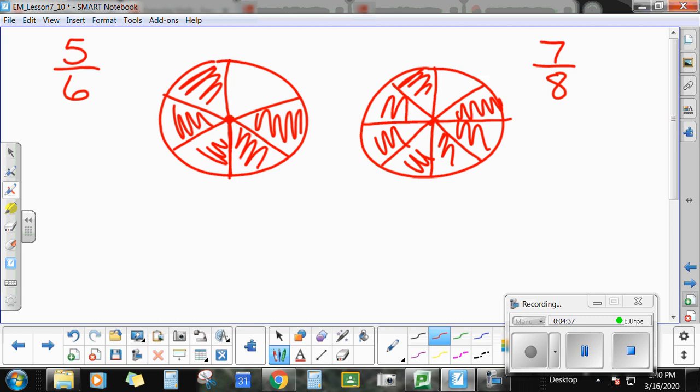Okay? So to see which fraction is bigger, sometimes we might want to see which one has the bigger leftover piece. Okay, so this has the biggest leftover piece, so we know that's the smaller fraction. 7/8 is greater than 5/6, so 5/6 is less than 7/8.